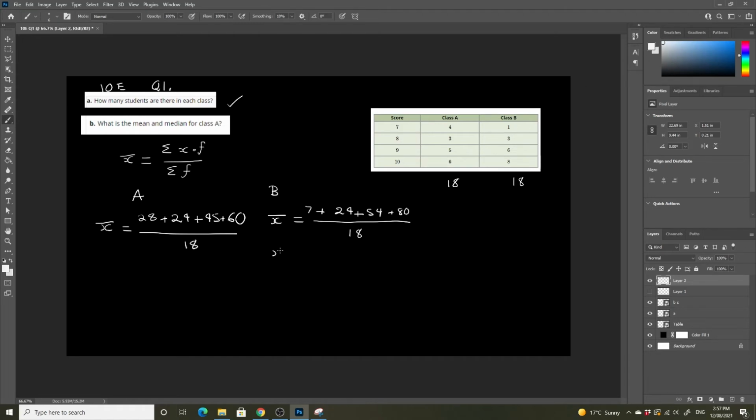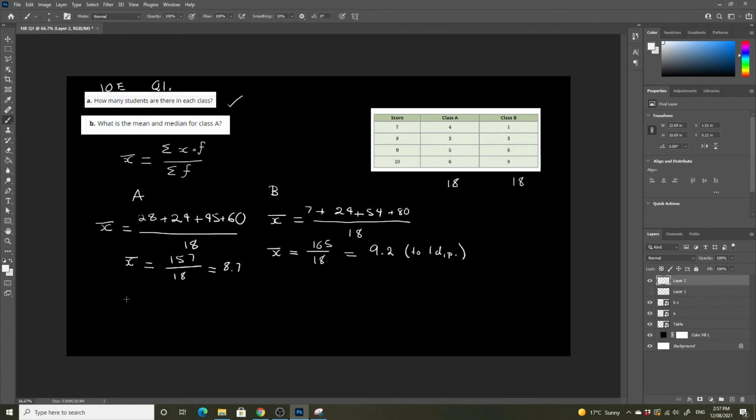Okay, so this means the mean for class B works out to be 165 divided by 18, which is going to be 9.2 to 1 decimal place. And our mean for class A is going to be equal to 157 over 18, which is going to be equal to 8.7 to 1 decimal place.